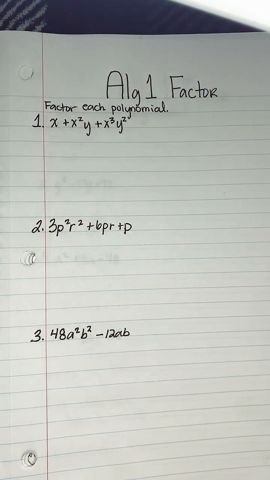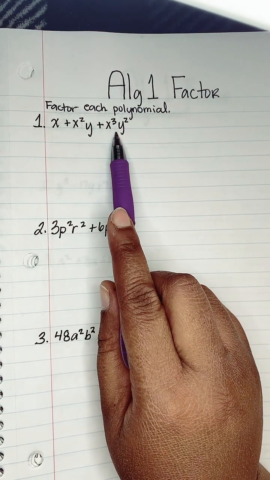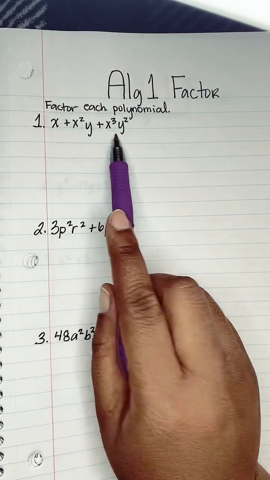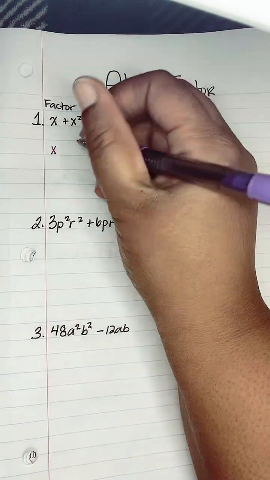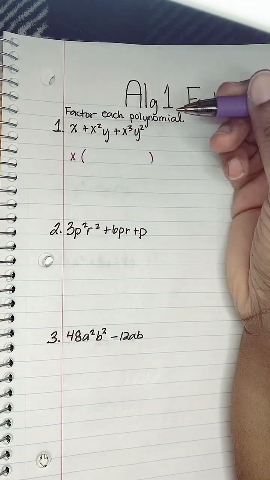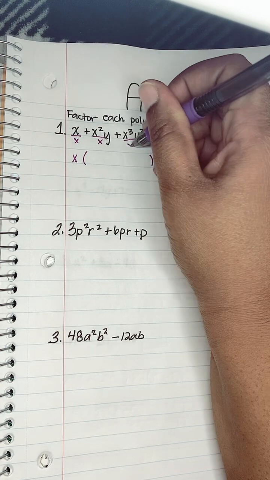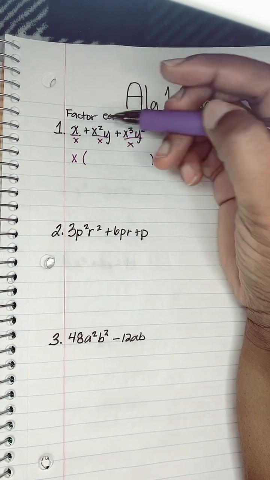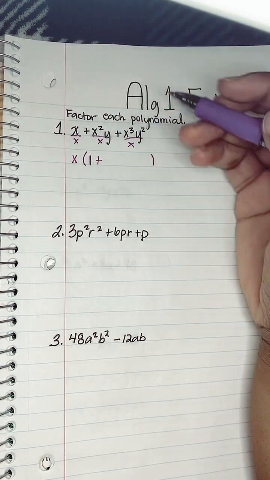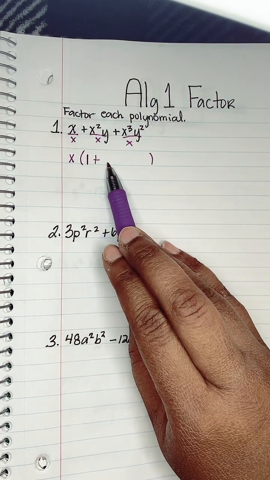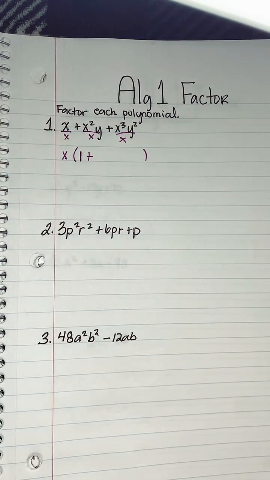So for number 1, we're looking at each term and we're seeing what they all have in common. They all have an X in common, okay? So I'm going to divide this by X, divide this by X, divide this by X. Well, X divided by X is 1. Plus, can somebody tell me what do we get for this next term? What goes right here? Can you guys put it in the chat for me?